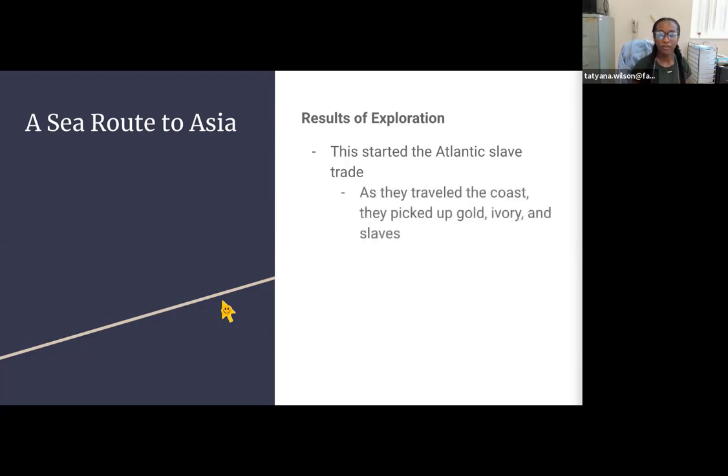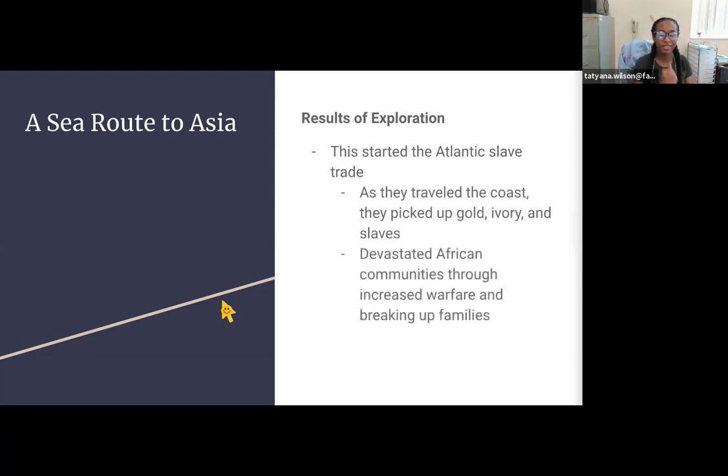So again, as they traveled the coast, they picked up gold, ivory, and slaves. This is going to have the effect of devastating African communities through increased warfare and breaking up families, which again, I'll discuss in greater detail tomorrow. Just know that it's bad. Slavery is bad.